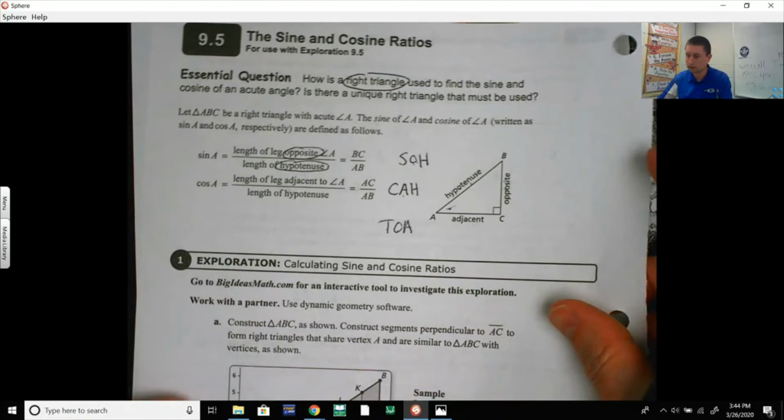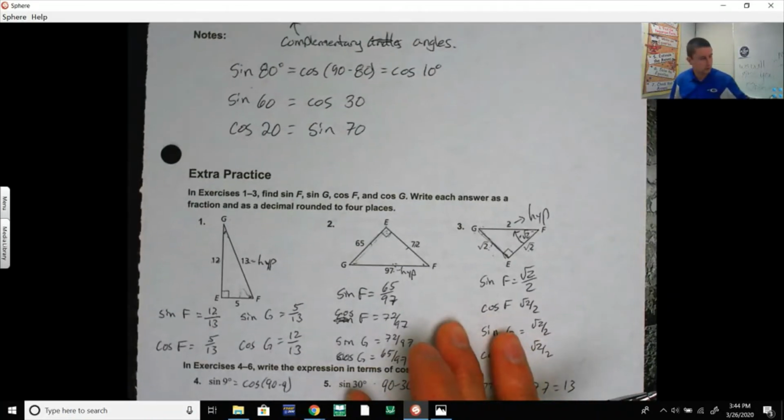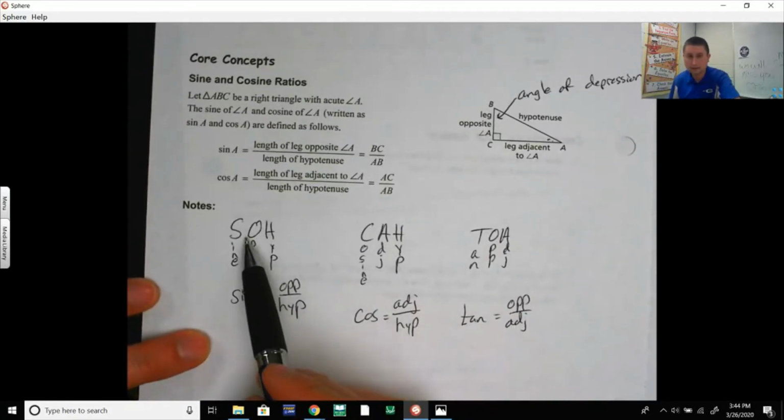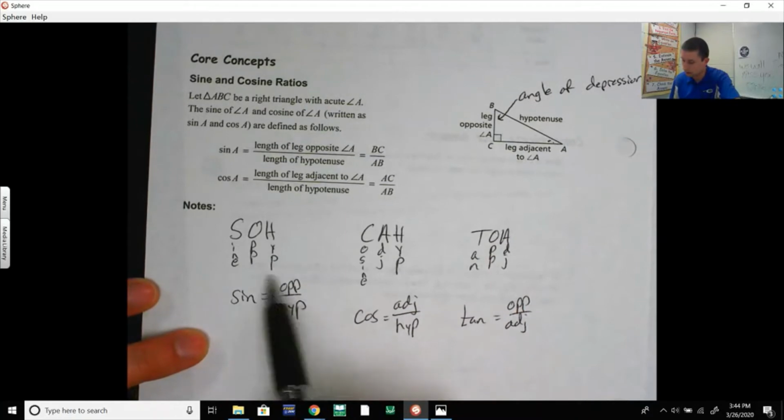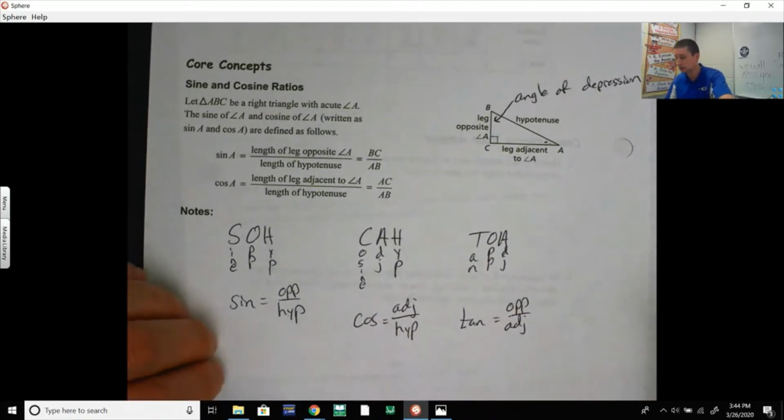trig ratio, SOHCAHTOA. Where did the other page go? There it is. That's what I'm looking for. SOHCAHTOA, and you see, okay, sine uses opposite over hypotenuse. We're going to create an equation just like what we did with tangent.